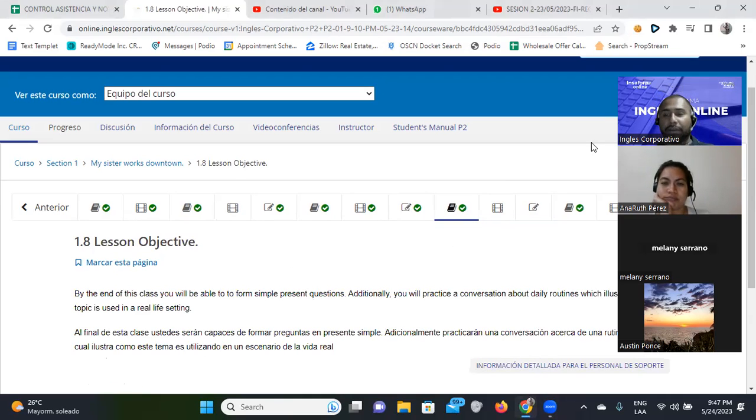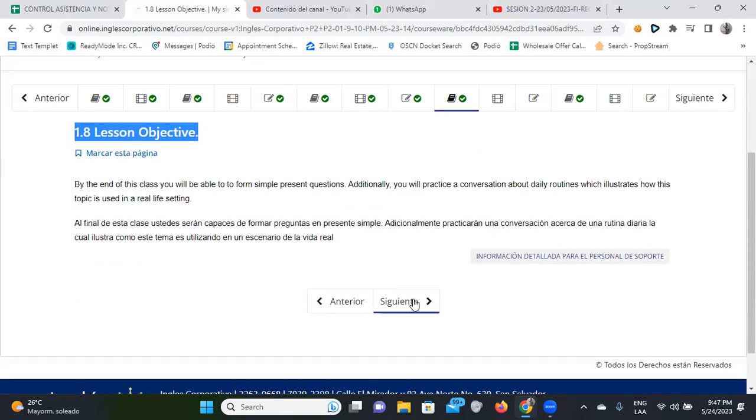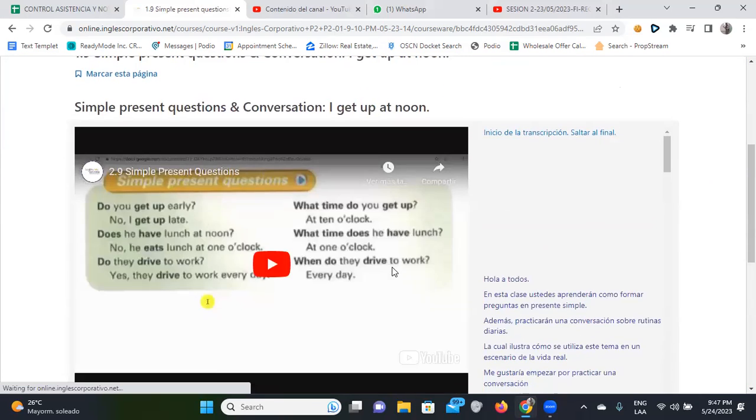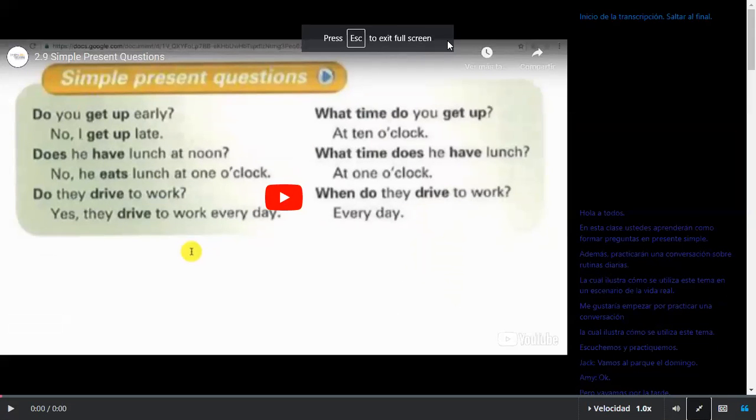Let's look at the following one, which is section 1.8, lesson objective. By the end of this class, you will be able to form simple present questions. Additionally, you will practice a conversation about daily routines, which illustrates how this topic is used in a real life setting. So vamos a ver preguntas con el presente simple. Let's listen to the video.